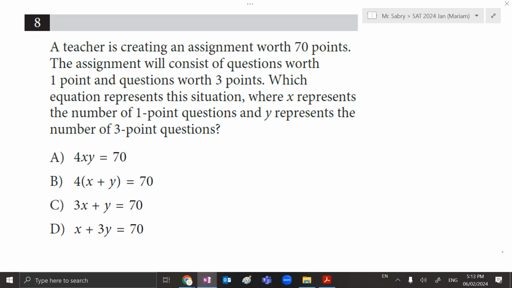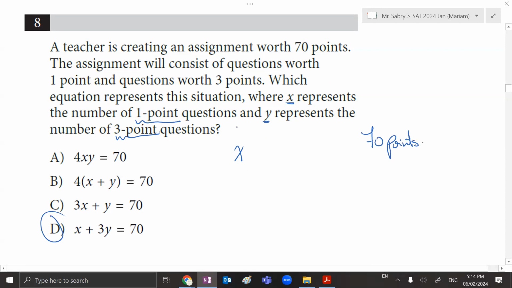Okay, so the whole thing is worth 70 points. Like adding 1 point, 2 points, and 3 points all together. He says x represents the number of 1 point questions, so x is only 1, and y is the 3 points. Okay. What does that mean? Is it D? Yep, makes perfect sense.